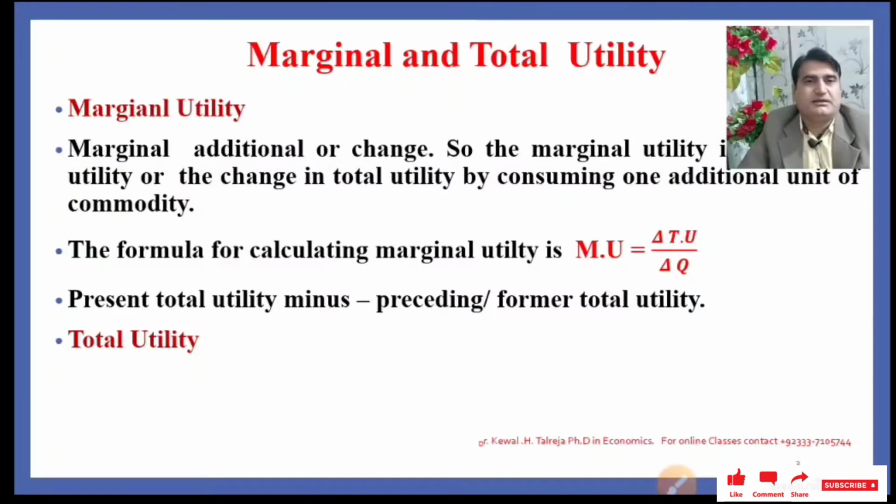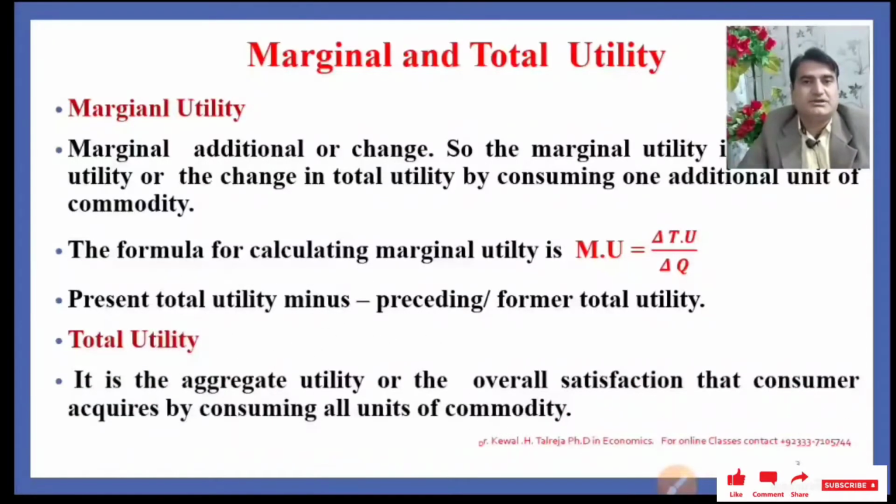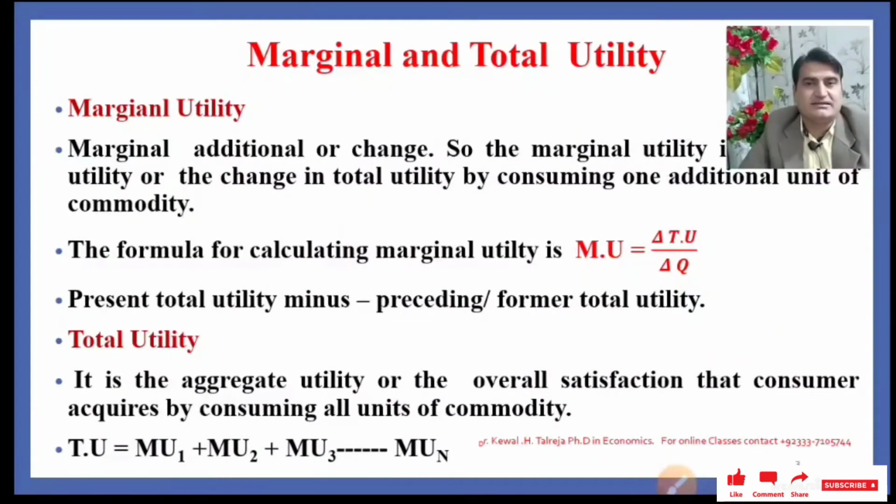Before learning about the law of diminishing marginal utility, it is necessary to understand the total utility. So this is the base. Total utility is the aggregate utility or overall satisfaction that a consumer acquires by consuming all units of a commodity. So we may rewrite this like this: the total utility is equal to the marginal utility from the first unit plus the marginal utility from the second unit and the marginal utility from the third unit, and so on.